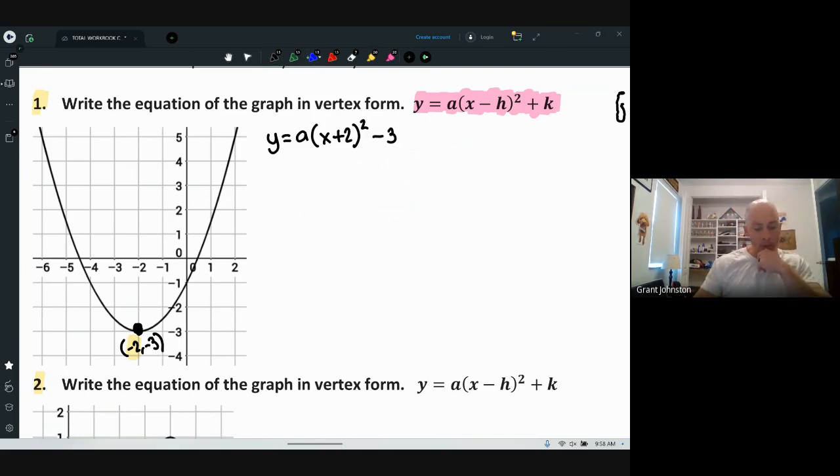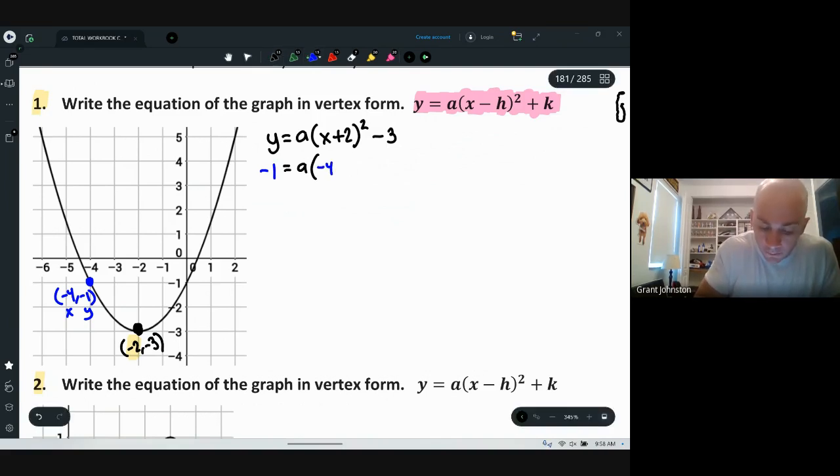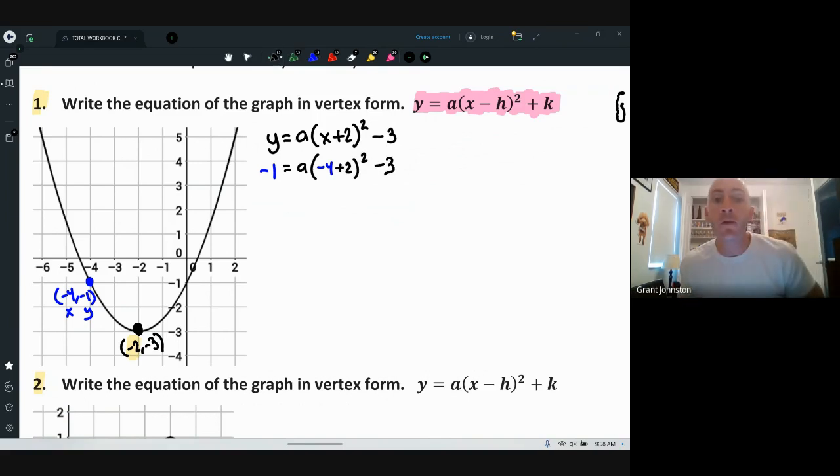I want to pick somewhere it crosses nicely. Let's do here. That point is at -4, -1. Let's substitute that in the equation for x and y, because that's an x and y coordinate, correct? Let's substitute it in for x and y in the equation. So y is -1, x is -4, and now we've substituted in there.